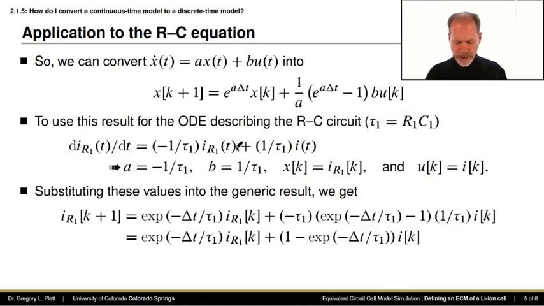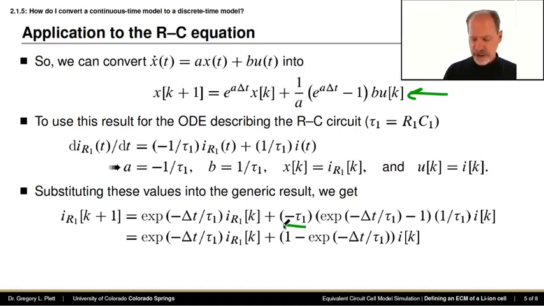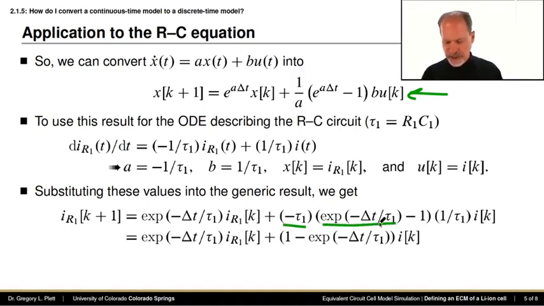So we substitute these values into our generic result right here in this equation, and we say, okay, in discrete time, the next resistor current is e to the minus a delta t, or minus delta t over tau 1, times IR1. And then putting in 1 over a, that's going to be 1 over negative 1 over tau 1, or just negative tau 1. And e to the a delta t is this. And then the b is this minus 1, the plus 1 over tau 1. So we've plugged everything in.